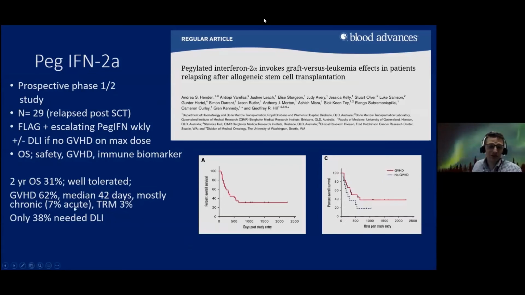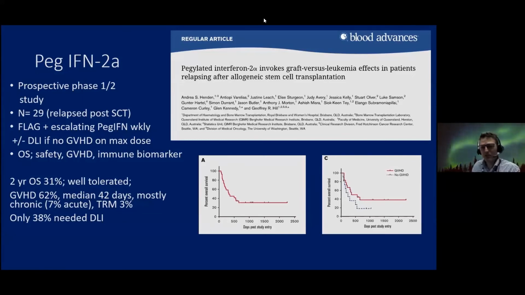And what we found, more pleasingly, was a better 2-year overall survival of 31%. It was very well tolerated, and we were able to induce graft versus host disease in 62% of patients, in a similar median duration as we might anticipate with DLI, of 42 days. Pleasingly, the majority of GVHD induced was of a chronic phenotype, with only 7% developing acute GVHD. Treatment-related mortality was low, and only 38% of patients actually needed to proceed to DLI. Patients could proceed to DLI if, on the maximum dose of pegylated interferon, they had not developed GVHD.